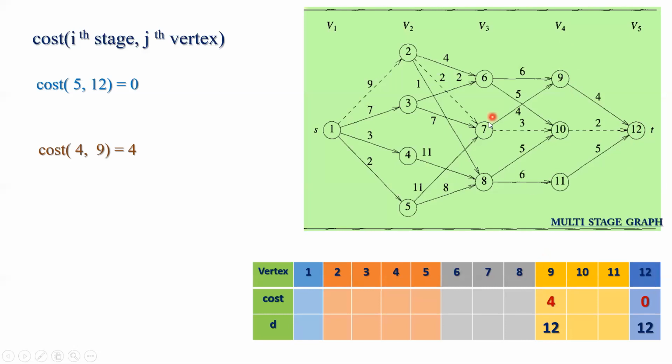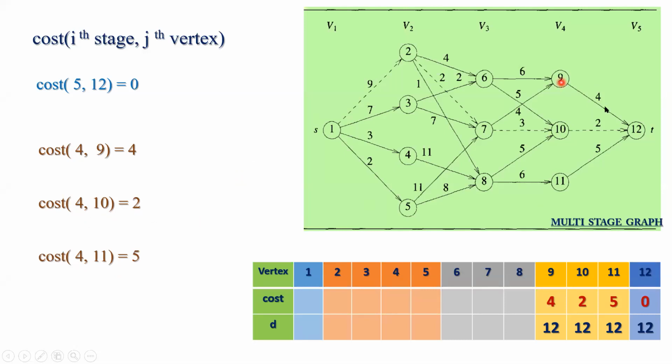Okay, then what next? Cost of 4th stage, 10th vertex. What is the cost? From 10 to 12, it is 2. So I can write it like this. See, cost of 4th stage, 10th vertex is 2. Then cost of 4th stage, 11th vertex. All the vertices 9, 10, 11 are in the same stage, 4. So at the 4th stage, I am updating the table at this particular point of time.